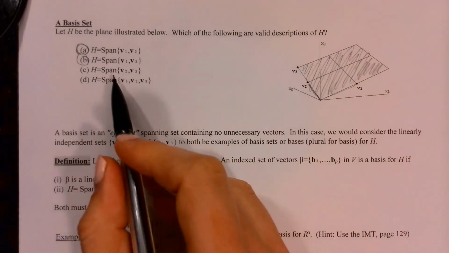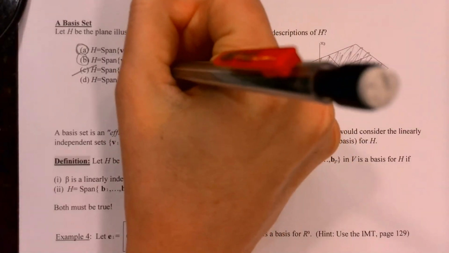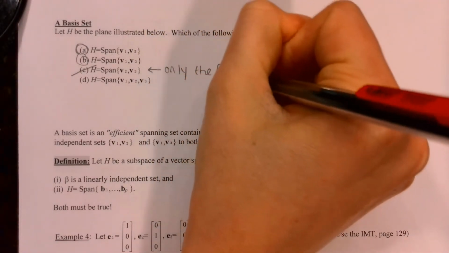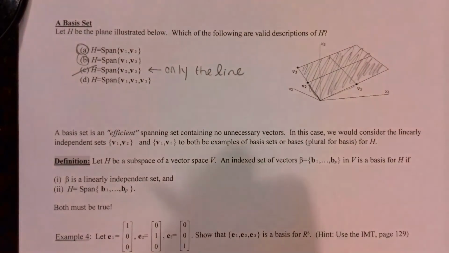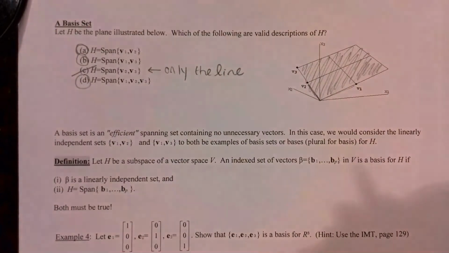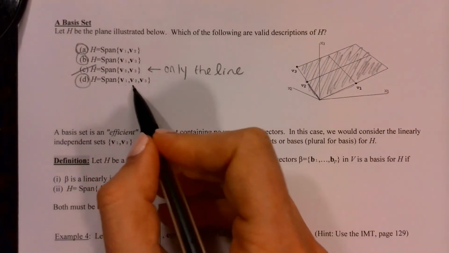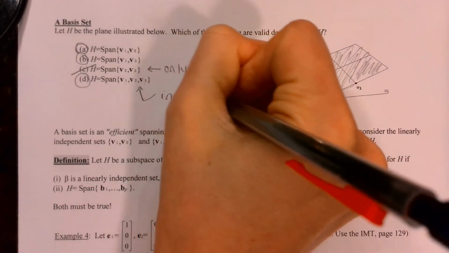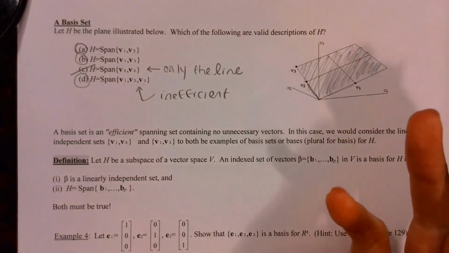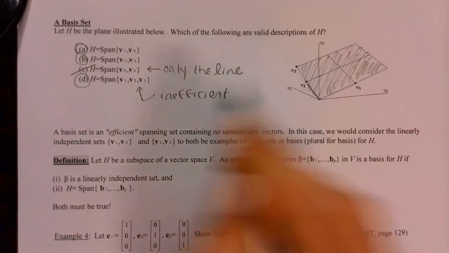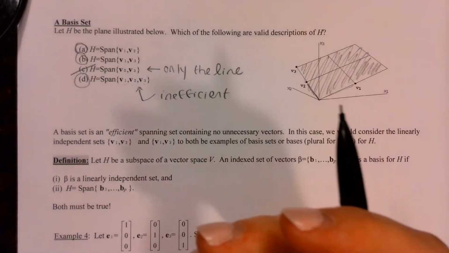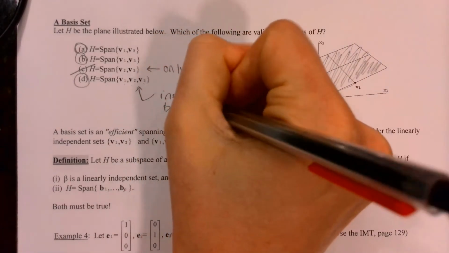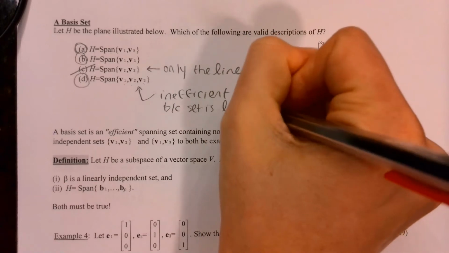But the span of V1 and V2, that is not H, because that is only a line. This line over here specifically. And last but not least, we could also use D, because technically H is the span of V1, V2, and V3, but this is inefficient. We have too many vectors. We're making a plane. All we need to span a plane is 2 vectors. So if I have more than 2 vectors, this is an inefficient set, okay? Because the set is linearly dependent.